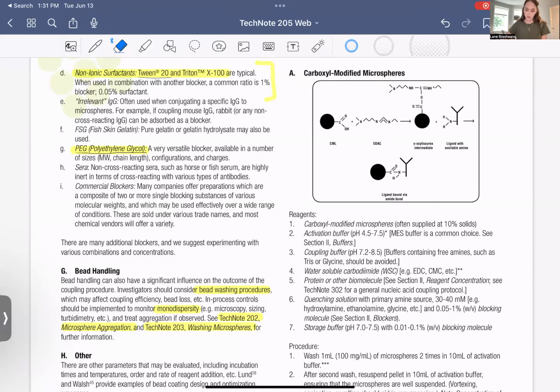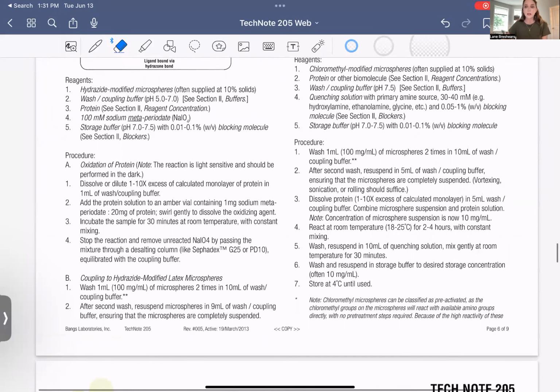Now, first, I did want to mention, I'm going to scroll to the end here. There are a few different protocols depending on the type of microsphere you're using. So again, think about that functional group that's on the surface of the microsphere. And if you aren't sure which, oh, excuse me, it's actually in TechNote 201. Give me a quick sec.